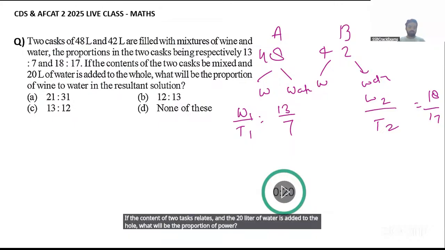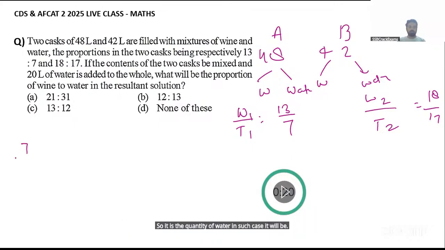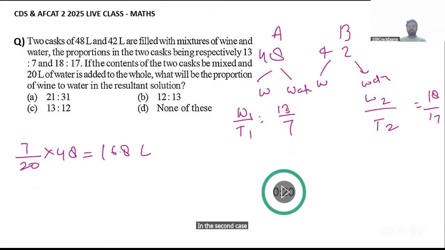So it is easy. Quantity of water in first case will be 7 upon whole. How much will be whole? 13 plus 7, it is 20. I am applying the same formula again, and it is 48 liter total. So it will be 16.8 liter. In the second case, we have 13 upon 20 into 48, it is equal to 31.2 liter.